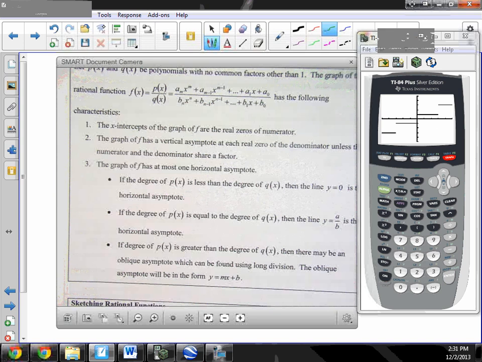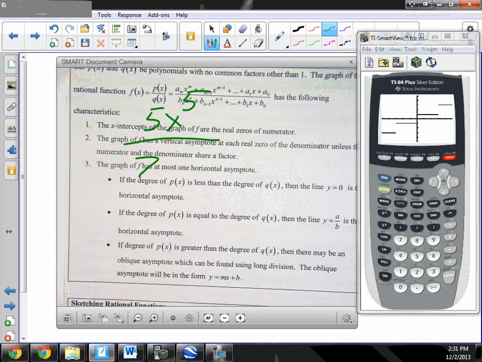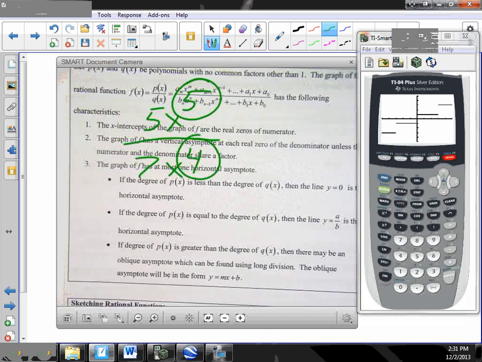Does that make sense? So if I had like 5x to the 5th over 7x to the 4th, the difference between these is 1x, and x is a linear graph. If I change that 4 to a 3, now the difference between them is a quadratic, so we cannot have a straight line asymptote. And I believe on your assignment today, they all differ by 1.